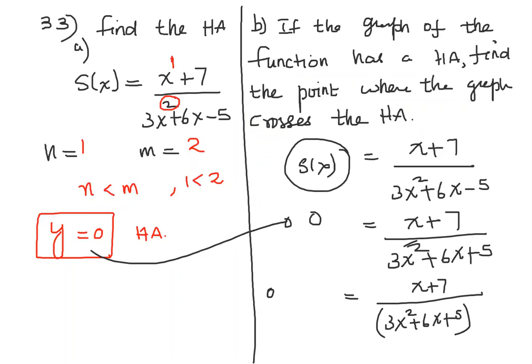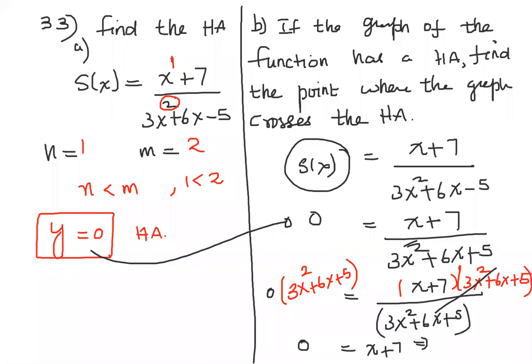So we get 0 on this side. On the other side, the denominators cancel. So I get x plus 7 equal to 0. That gives x equals -7. So the answer for this question is -7, 0, the point where the graph crosses the horizontal asymptote.